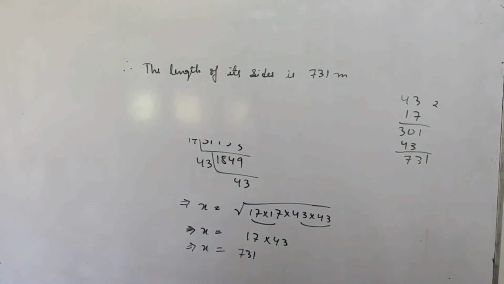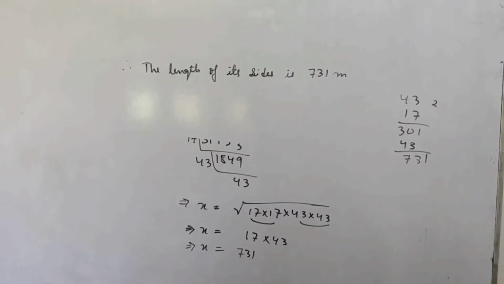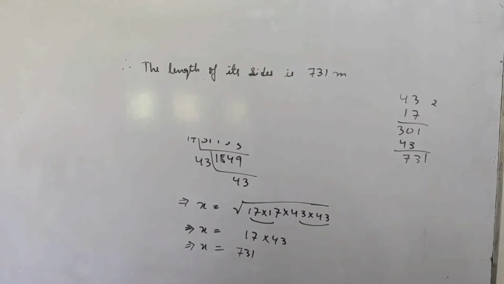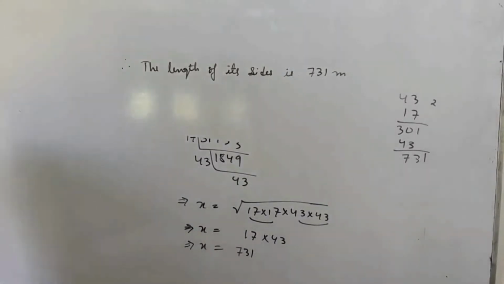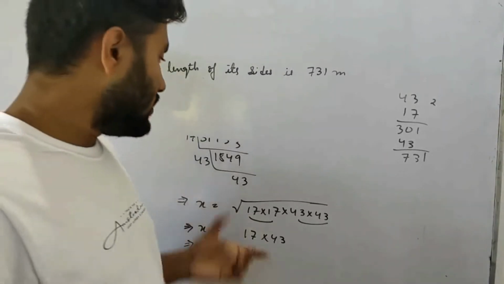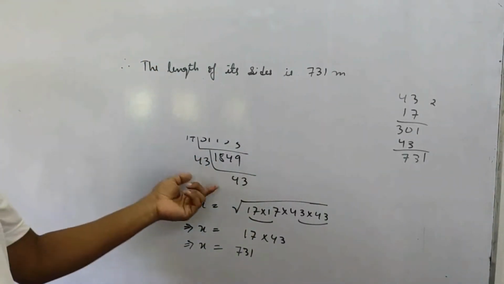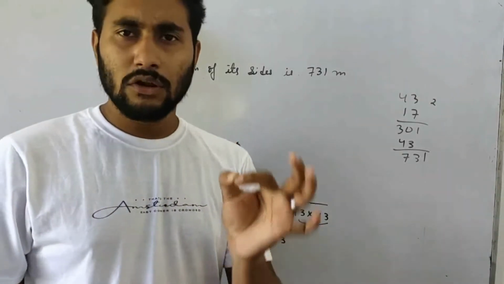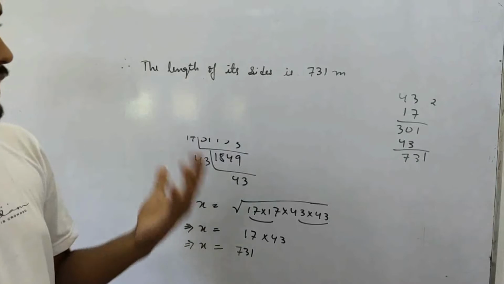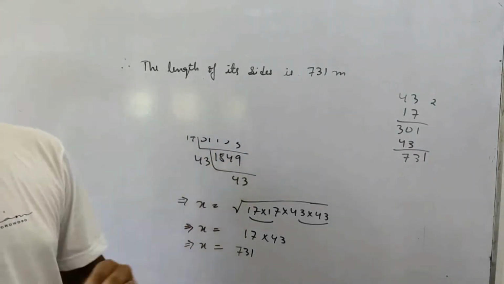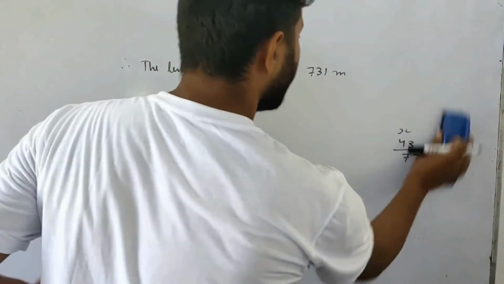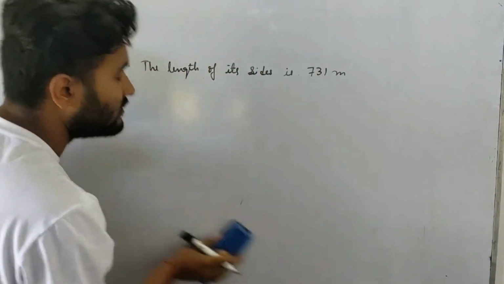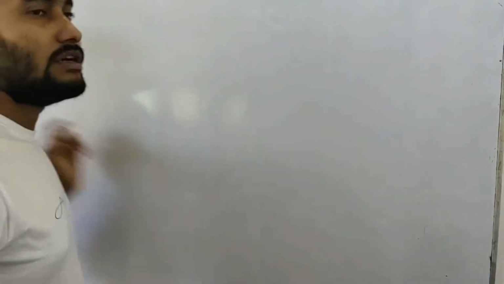Let me check the answer once. 731 meters. Okay. So this is your answer. Understood? Difficult. By this method it will be very difficult. 43 into 43 is not easy to find. Till 19 you can find easily. It will also take time, but till 19, if you know the table properly, you can find. But 43 into 43 is close to impossible. Okay, so it is better to do in division method. Now, division method we will learn after a few minutes.